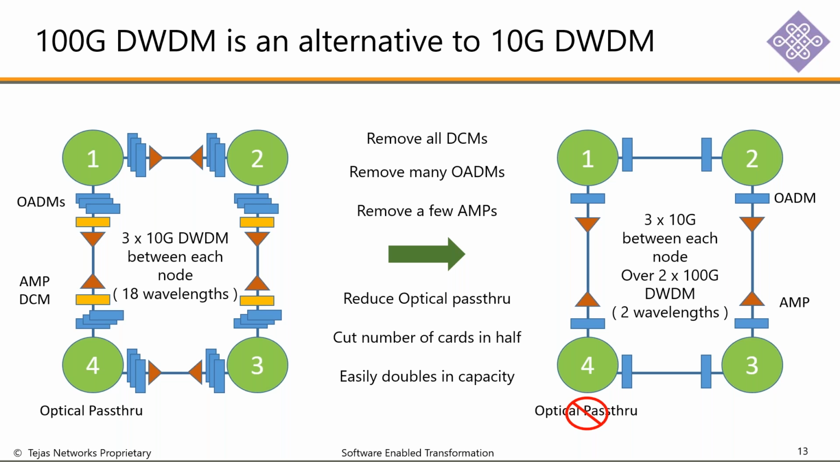Well, with 100 gig, you can remove all of the dispersion compensation modules, a lot of the planning around dispersion compensation, in fact, almost all of it. Remove many of the optical add drop muxes, most of the amplifiers. You reduce the amount of pass-through, which is a wavelength passing through a node without dropping any traffic, and that makes it operationally much simpler to use. You cut the number of cards in half, and you can easily double the capacity of the 10 gig network by going to a 100 gig system.